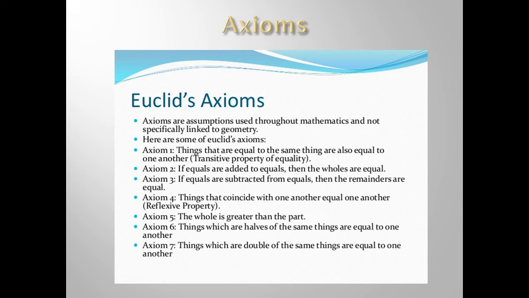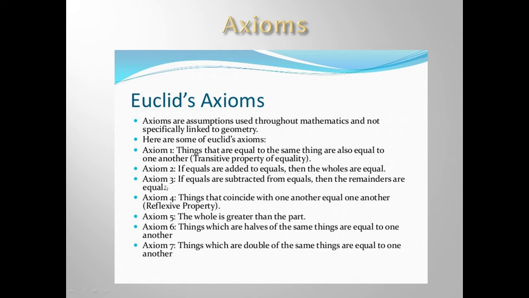Now, axioms. As I told you, axioms are assumed to be true. There is no option. They do not require any proof even. The first axiom is: things that are equal to the same thing are equal to one another. I will give the examples in the next slide. And the second axiom is: if equals are added to equals, the wholes are equal.